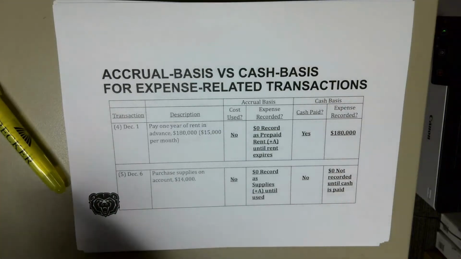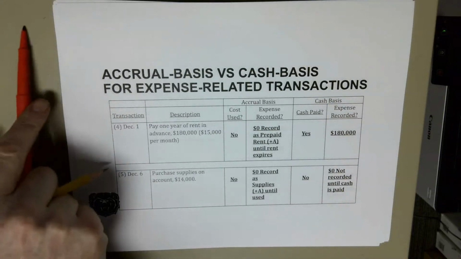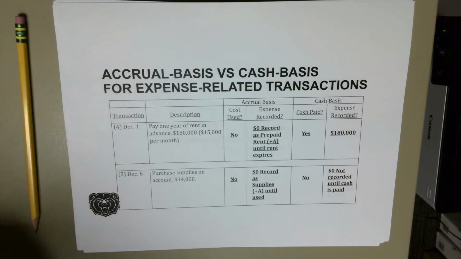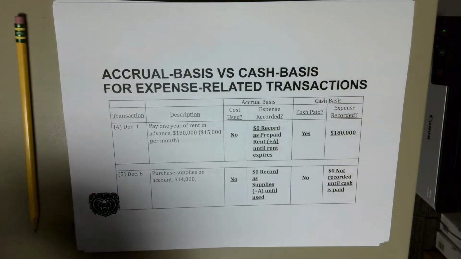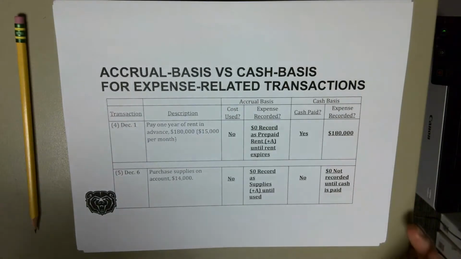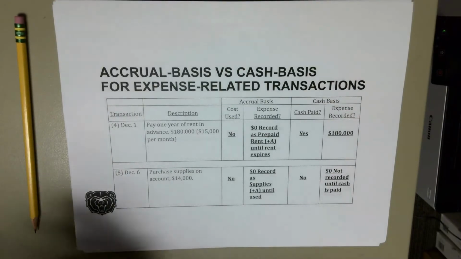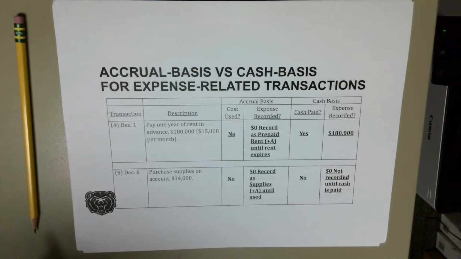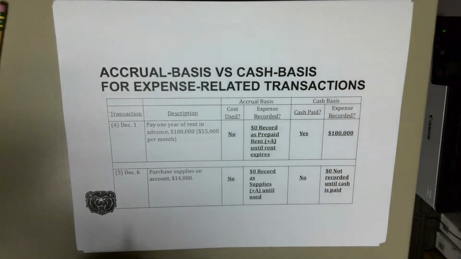All right, so in the last video, we talked about the accrual versus cash basis for revenue-related transactions. So now let's talk about the expense-related transactions. So here we have transaction 4. These are the same 10 transactions that we used in Chapter 3. We're going to use these in Chapter 4 as well. So let's look at transaction number 4.